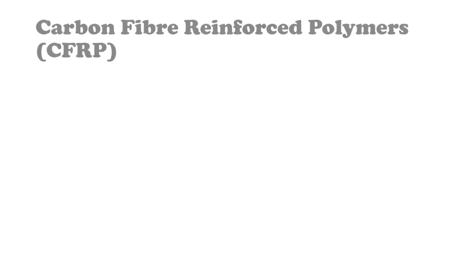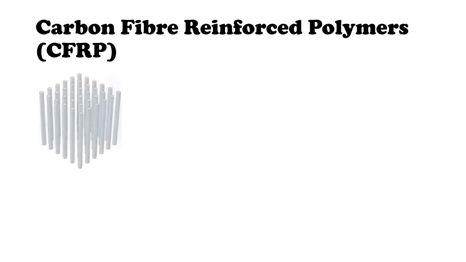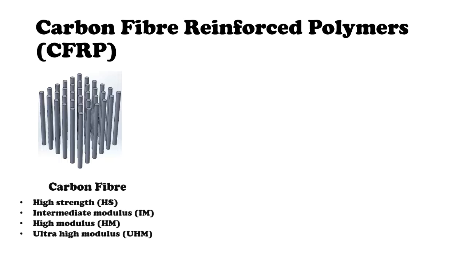Carbon fiber can't be used as it is and requires some form of consolidation. That's why we mix it with a polymer matrix. Let's take carbon fiber oriented in a particular direction. The carbon fiber can be of many types: high strength, intermediate modulus, high modulus, and ultra high modulus. The selection of the fiber is based on the application.